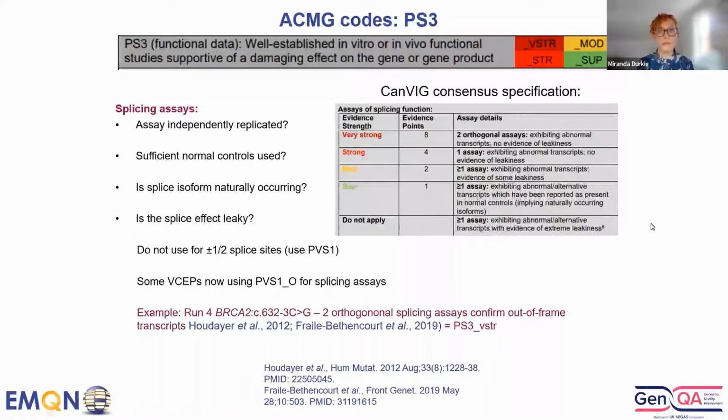And so in the CAMVIG consensus guidelines, we have a grid showing you the strength that you can use PS3 for the splicing assays, depending on all of those things. And a good example here, where we had 2 orthogonal splicing assays confirming out of frame transcripts, so we know we can be confident that we can apply PS3 at very strong.